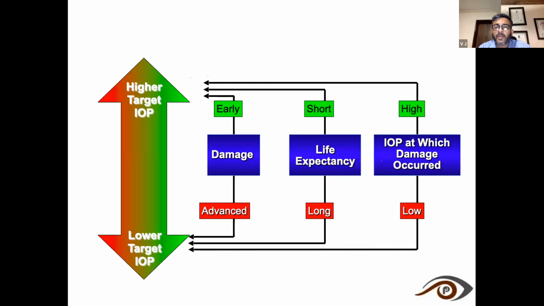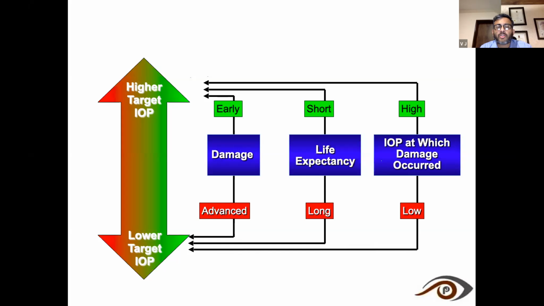Again, coming to life expectancy, if it's a young patient who's likely to have a very long life expectancy, there is more time for which damage can occur. Therefore, the target intraocular pressure should be set at a much lower level. Whereas if it is a fairly elderly patient, let's say 75 at diagnosis, and life expectancy may be 10 years more, then you can set a moderately higher target intraocular pressure, because the time for damage remaining may not be much, as compared to a patient who's 40 years and who has a horizon of another 40 years in his lifespan.